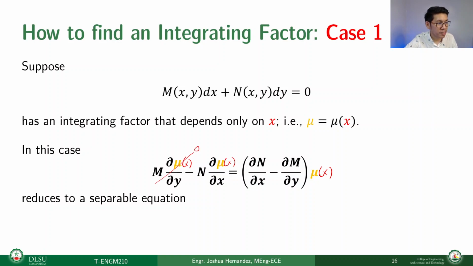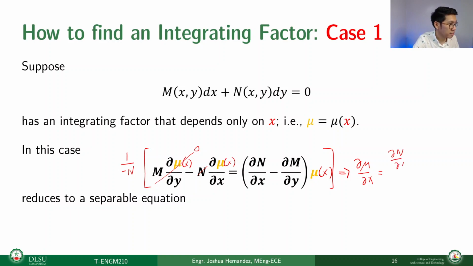Now, simplifying this whole equation here, if we multiply this whole equation with 1 over N, or 1 over negative N, para ma-eliminate to. See, negative N here. Malipat siya sa kabila. We're actually going to get the partial derivative of mu with respect to x equals the partial derivative of N with respect to x minus partial derivative of M with respect to y all over negative N. Ito yun. Multiplied by mu.